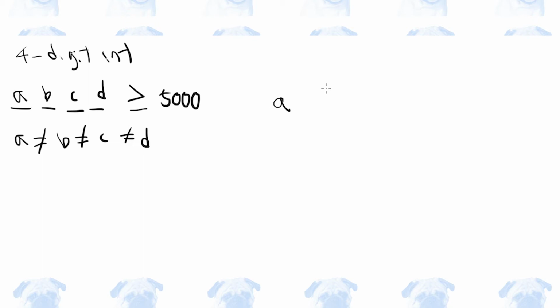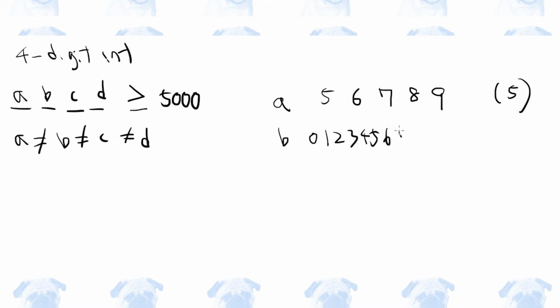A can be either 5, 6, 7, 8, or 9. So we have 5 choices. And B can be either 0, 1, 2, 3, 4, 5, 6, 7, 8, or 9. But recall that when we chose a number for A, we picked one of these 5 numbers. So we need to subtract one number from these 10 numbers. So we have 9 choices.